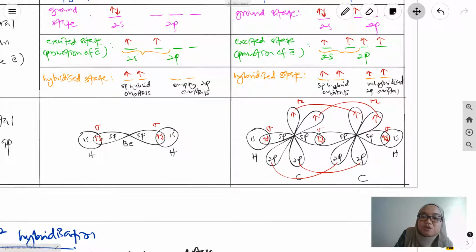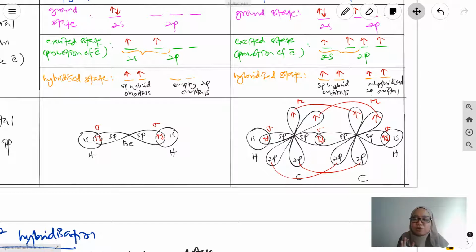Okay, so now let's see how it goes. First we draw the sp hybridized orbital for each carbon. We know that the end-to-end overlapping of the sp orbitals of the carbon atoms will form a sigma bond. So here is a sigma bond. And then the sp orbital from the other side will form a sigma bond with the 1s orbital of a hydrogen atom, and here as well.